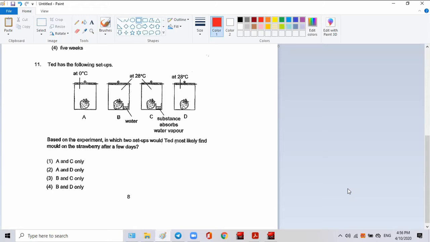C has something that absorbs water vapor. But when you absorb water vapor, I got no water. No water, living things don't grow. And at 28, with the sealed container, they already have water vapor inside. Based on the experiment, which two setups would most likely find mold on the strawberry after a few days?